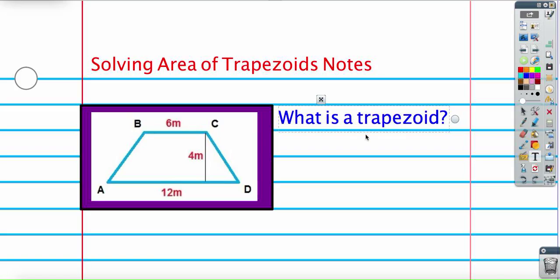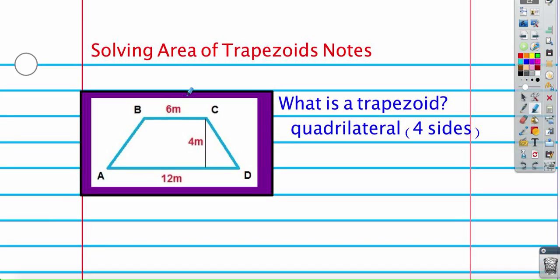So we're going to start with what is a trapezoid. Well, as you can see, a trapezoid is a quadrilateral, which means it has 4 sides. Okay, and that quadrilateral, as compared to the rectangle, the parallelogram, and the square, it only has 2 sets of parallel sides. You can see those 2 sets here and here. And by 2 sets, I mean 1 set. It only has 1 set of parallel sides.